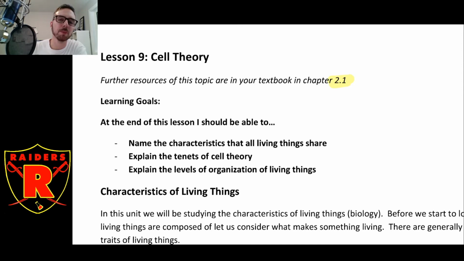We've actually split this chapter 2.1 into 2 separate lessons. So this week we're going to talk about the first half of chapter 2.1, which is the idea of cell theory. And then on Wednesday of this week, we're going to look at the second half, which is looking at cell organelles, which is something that you probably have a little bit of experience with.